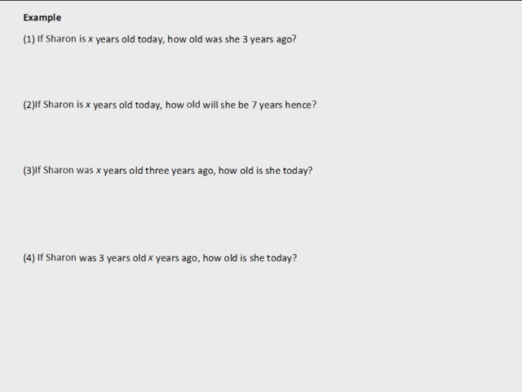But if you didn't know that you were 10 and you were depicting it by a variable x, then to tell me how old Sharon was 3 years ago, you would have to subtract 3 from Sharon's current age.